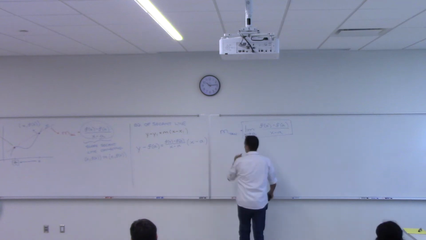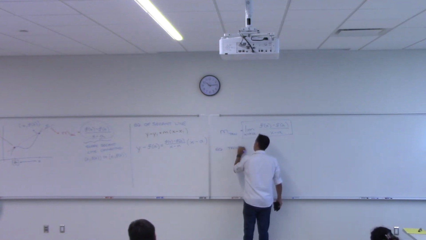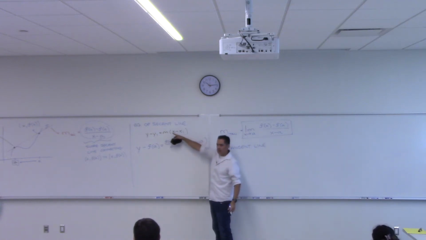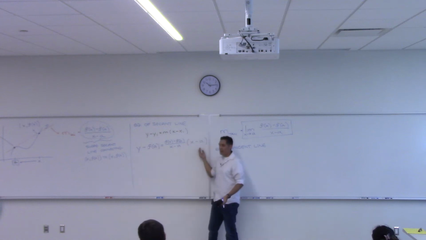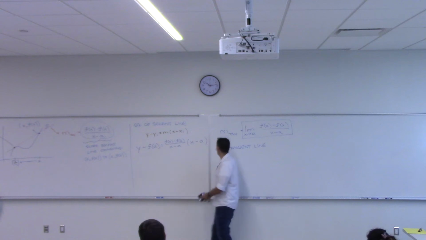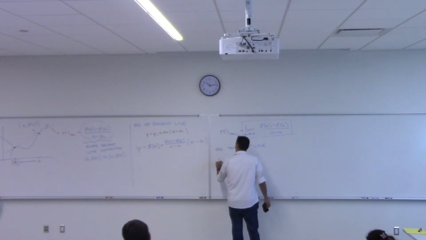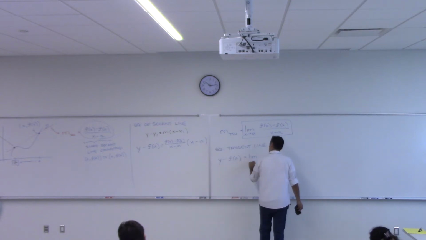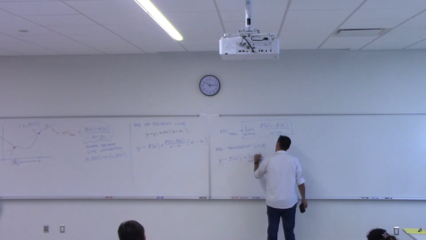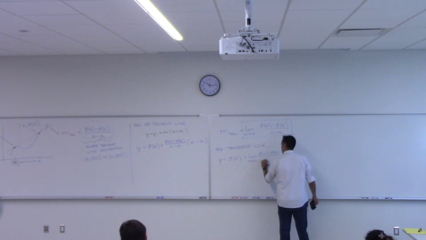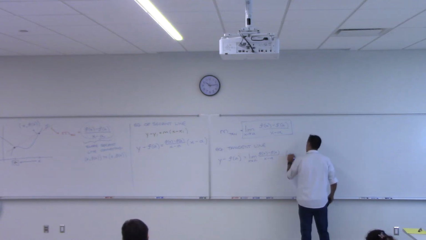All right, that's just the slope. What's the equation of the tangent line? Well, we can use the same formula, can't we? It's actually this exact formula, but replace this with a limit in front of it. And that's it. So y minus f of A equals limit x approaches A, f of x minus f of A over x minus A times x minus A.